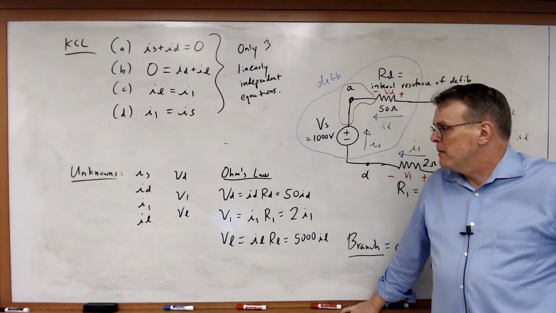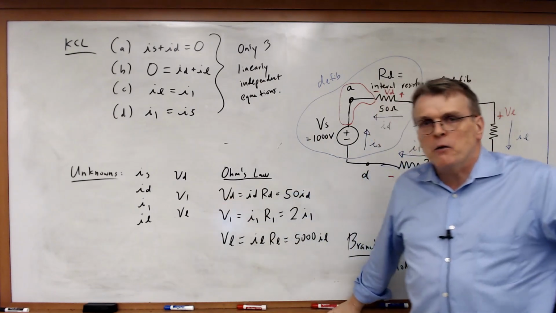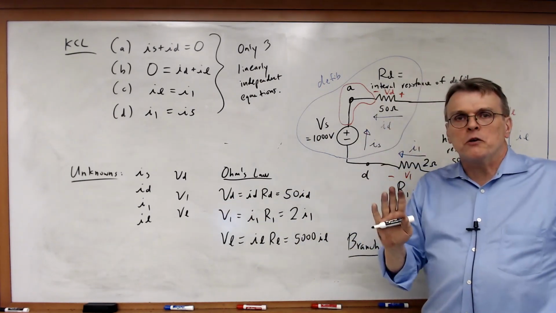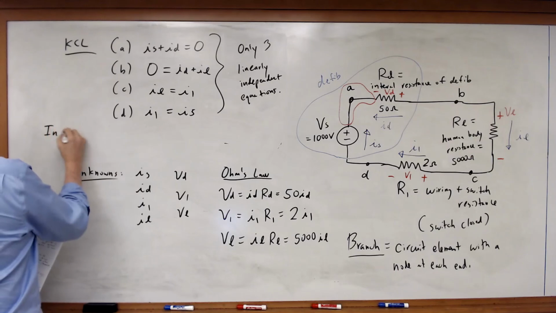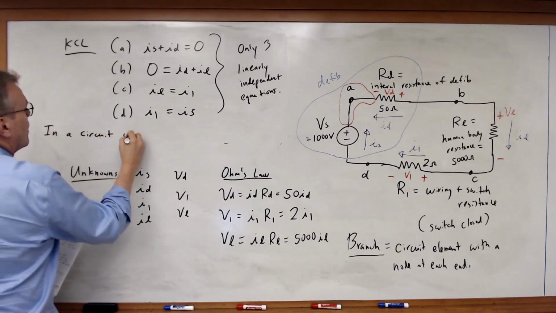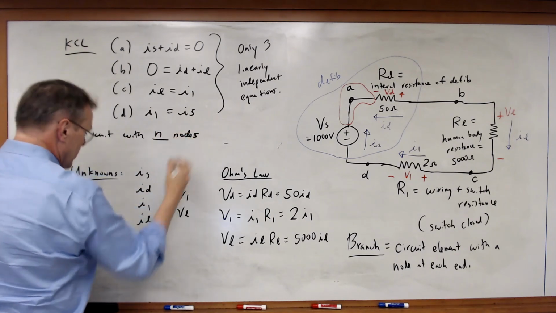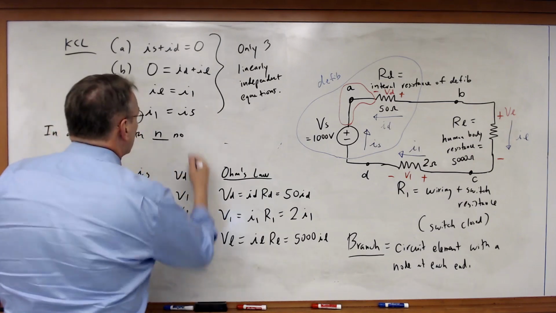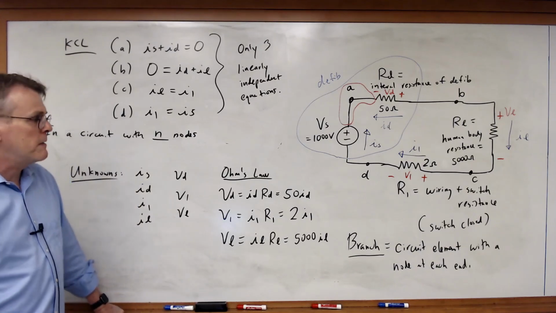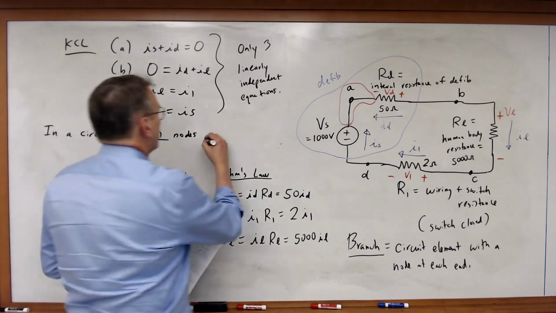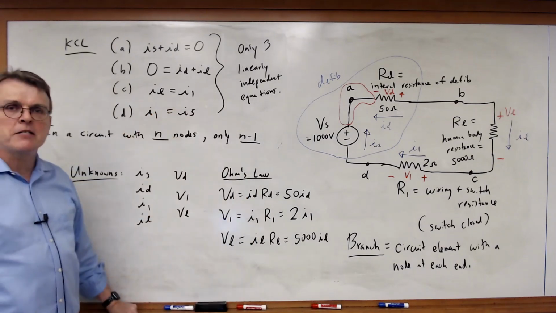That means I still can't solve the problem. I've got only three linearly independent equations. I'm still lacking an equation. In fact, we see here an issue that crops up in any kind of circuit analysis. This is one of the principles of circuit analysis and network theory, which I will simply state without proof, but you can certainly find this discussed and proven in a lot of textbooks. It can be shown that in any circuit with n nodes, only n minus 1 linearly independent KCL equations can be written.